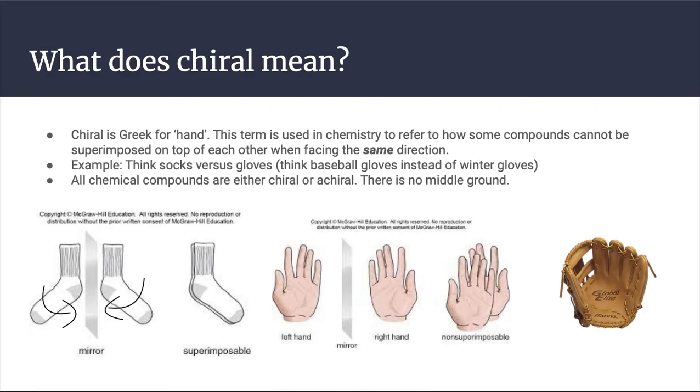And you can do this with your own hands. You can try to place them on top of each other, facing the same direction again. So palms up, or you can do both palms down if you want. But they both have to be the same direction. And you can see that they are not superimposable. So that's what it means for something to be chiral. When they're facing the same direction and they are not superimposable, they are chiral.